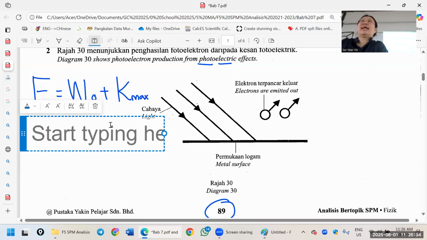That means when light shines on the metal, electrons will come out. Can? Repeat. You repeat and you can sit down. Repeat. At certain frequency. Yeah, good. Repeat. Look at my eyes.